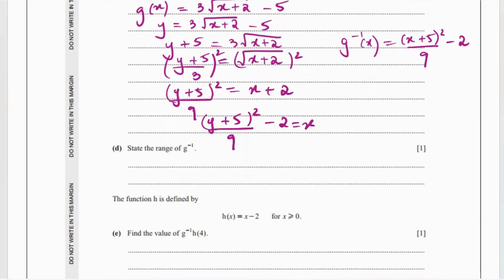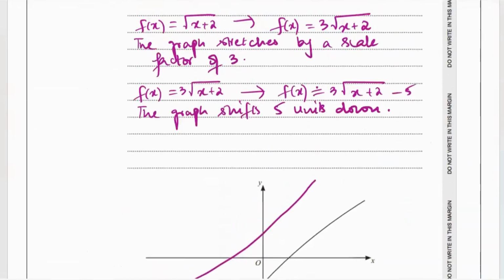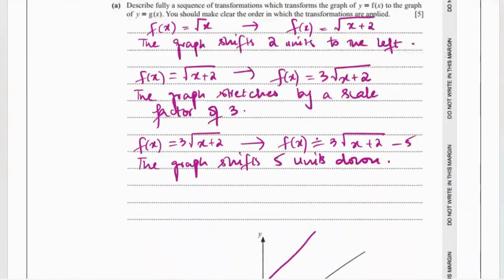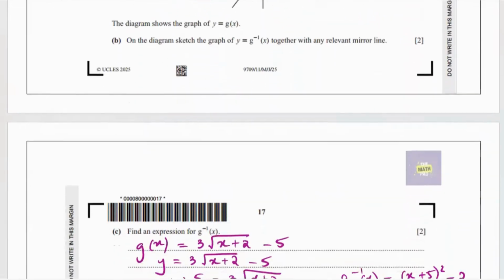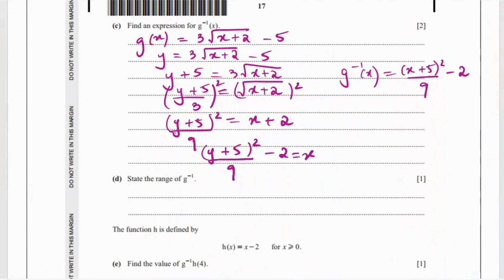Then state the range of g inverse. So if we look at the original function, g of x had the domain of x greater than or equal to negative 2. So for these type of questions, you need to remember that if they've given us the original function and its domain and range, we can use that to find the domain and range of the inverse. So whatever is the domain and range of the original function, that becomes the range of the inverse, and range is the domain.